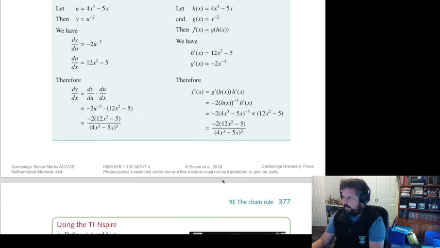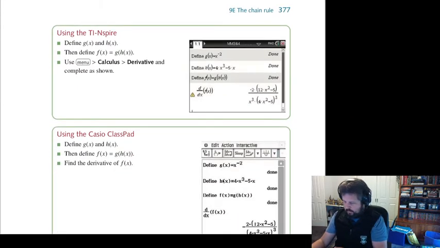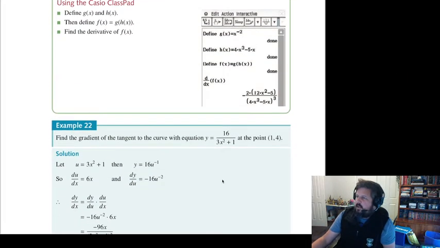Cool. They're suggesting that you can do this type of thing on your calculator. So again, you could define g of x and define h of x, and then define the composite function f of x as being g of h of x. By doing that, you can then find the derivative of f of x, and it will work out like we just did before. So feel free to have a bit of a go of that.